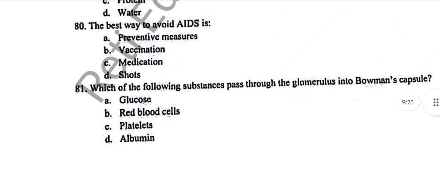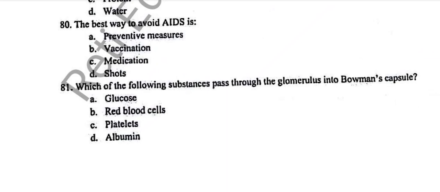Last question from biology. Question number 81. Which of the following substances pass through the glomerulus into Bowman's capsule? A. Glucose. B. Red blood cells. C. Platelets. D. Albumin. And the correct option is A. Glucose. Small molecules like glucose are freely filtered. Red blood cells are too large. Platelets also. Albumin are normally retained by the filtration barrier.